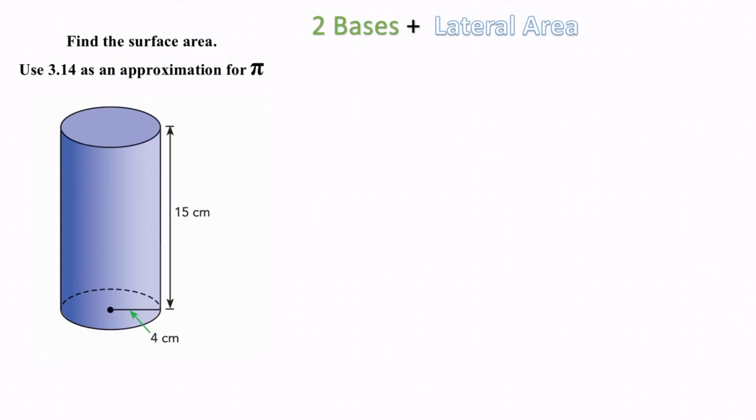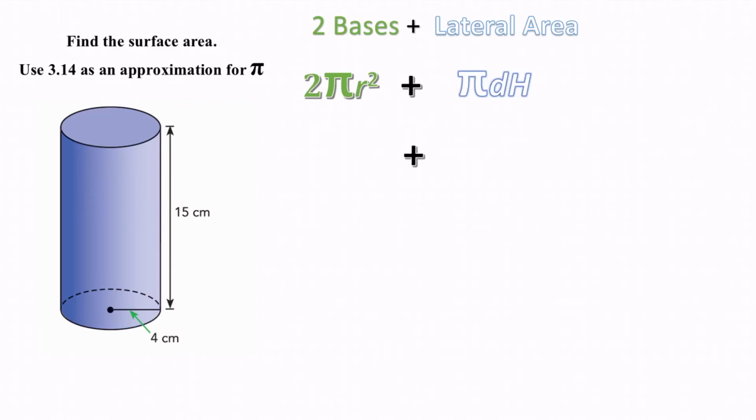So again, I'm going to need to find the surface area, so I'm going to need my two bases, which is pi r squared each, so that's 2 times pi r squared, and then pi times the diameter times the height will be that lateral area. And again, pi times the diameter is the circumference of the circle, and then that times the height, which in this case will be 15, will be my lateral area. So let's plug in the numbers.